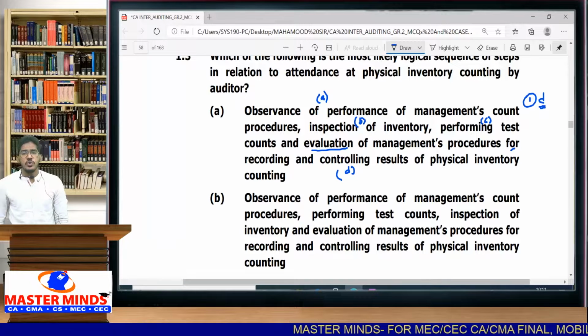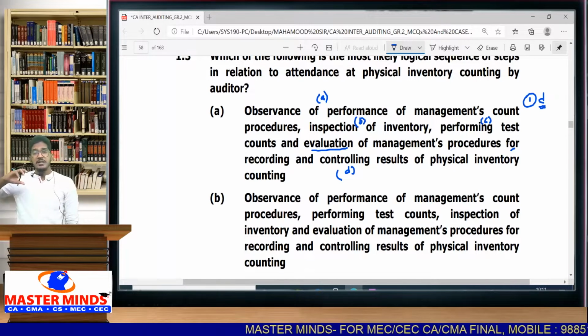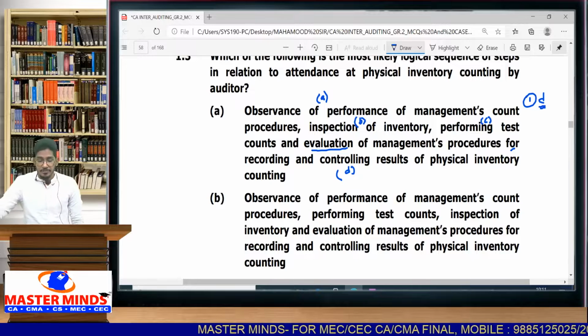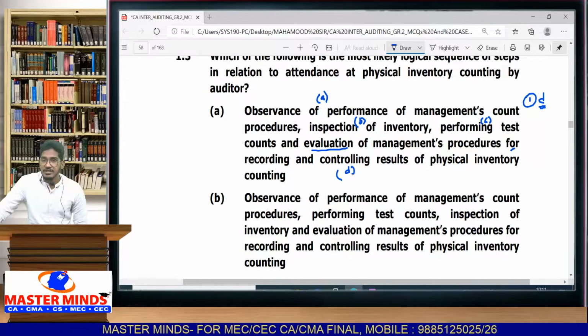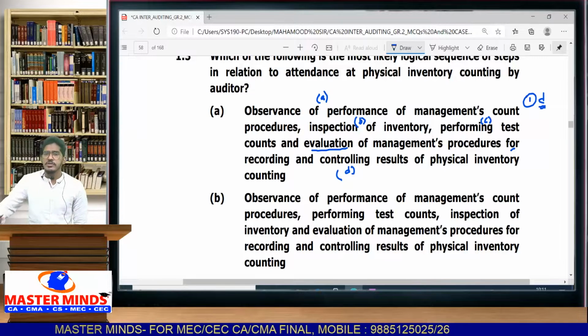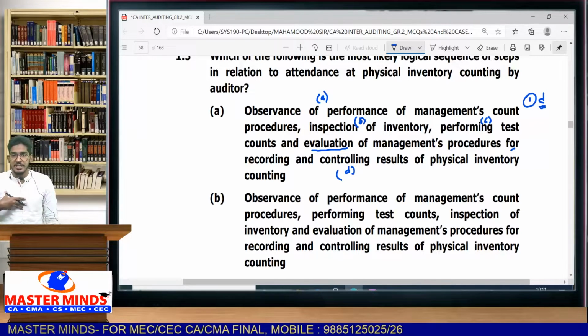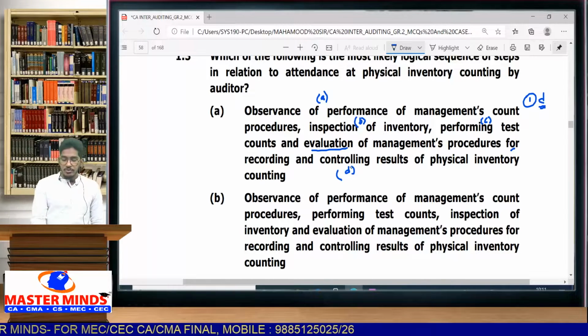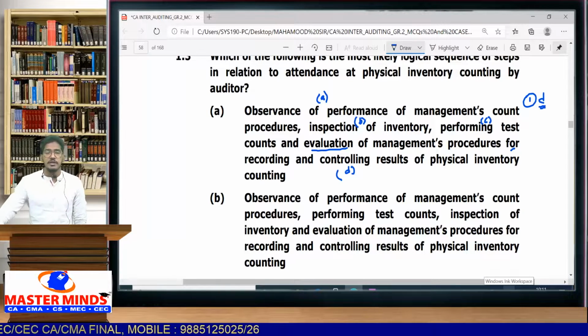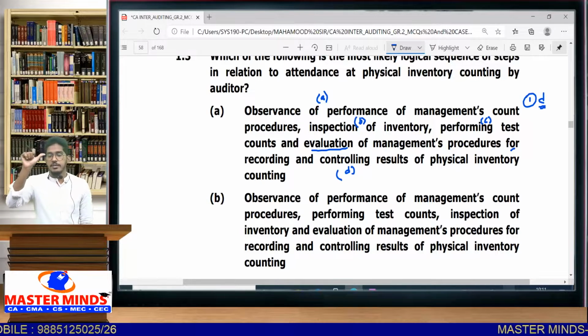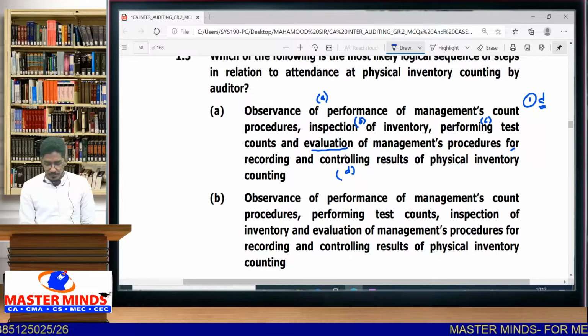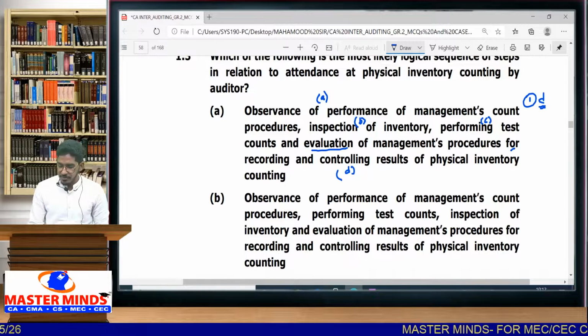That means first you should analyze management's plans for verifying this inventory: how they are going to do the inventory counting, what procedures they have designed, what policies they are following. First I should evaluate that. So the first step is to evaluate management's procedure for recording and controlling results of physical inventory counting. In order to do the physical inventory counting, what procedures management has designed to follow, first I will analyze that. So the first step is D point, evaluation of management's procedure.